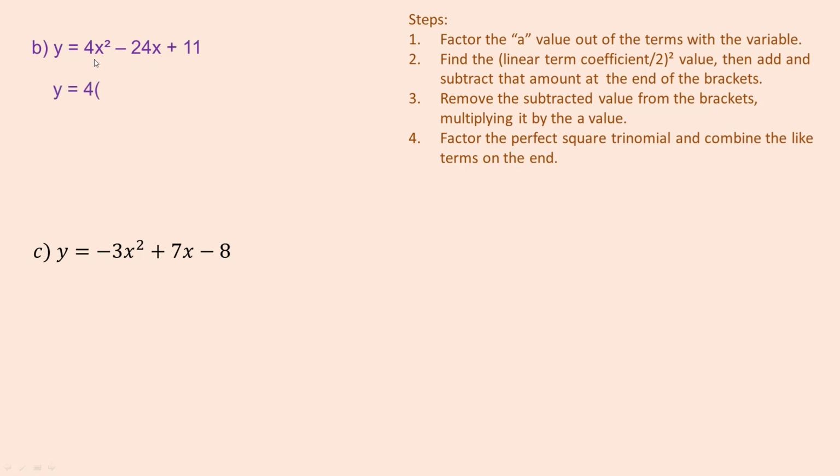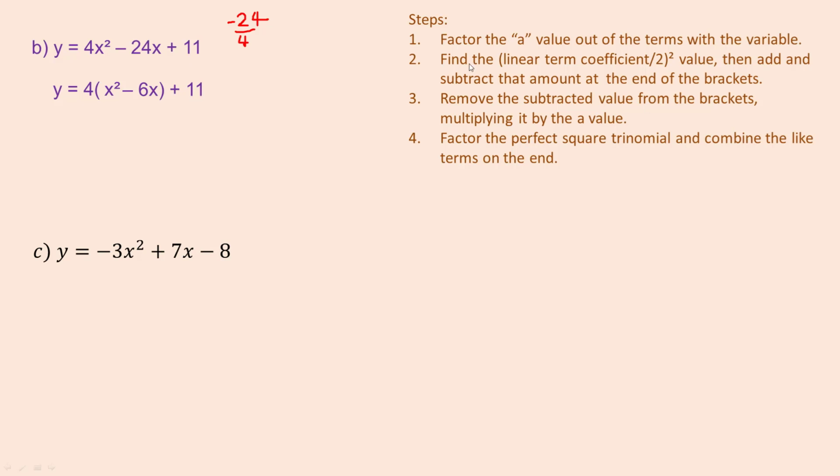So we're going to factor 4 out of 4x squared. So we would divide this by 4 to get just an x squared here. Now we're going to factor 4 out of the negative 24x. And this is what you do to find that value. We take that negative 24 and divide it by the 4 we're factoring out. And that works out to be negative 6. So we're going to have a negative 6x here. And then we close the bracket and write plus 11. So we factored the a value out of the terms with the variable.